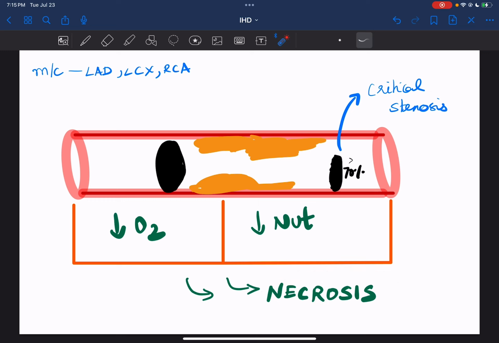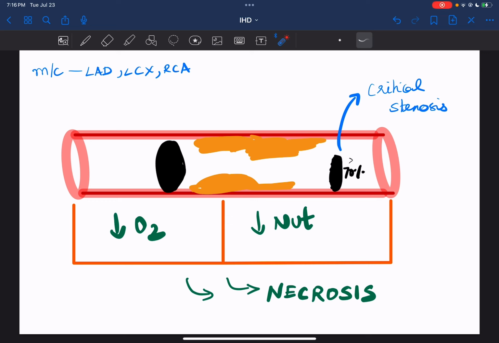Now some facts to remember here is that when your block is 70% or greater than 70%, that is called critical stenosis. If you watch the previous video, stenosis means blockage of the artery. If it reaches around 70 or more than 70, that is called critical stenosis. And where does this blockage usually happen? Most commonly it happens in our coronary arteries. Specifically, it happens in the left anterior descending artery, left circumflex artery, and your right coronary artery. This is a fact you have to remember.